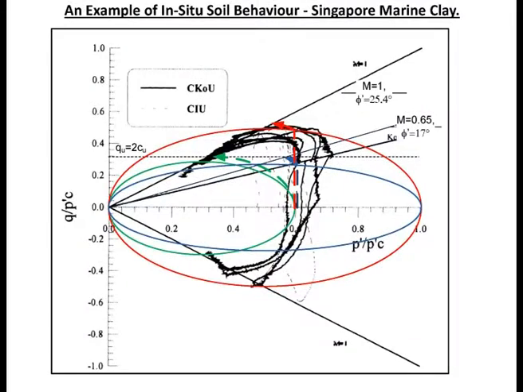Okay, we were talking about this thing before the break. So the question is, how do we model something like that? This is the black line. Those jagged black lines are actual stress paths from actual stress path tests on Singapore marine clay. So the question is, how do you model something like that?